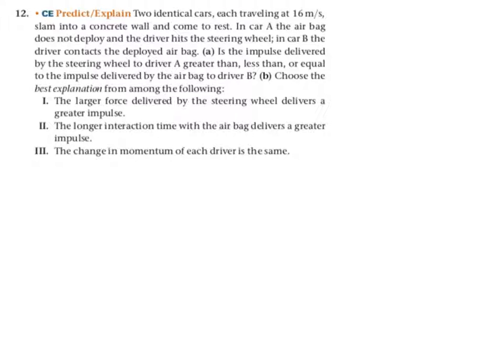Chapter 9, Number 12. Two identical cars, each traveling at 16 meters per second, slam into a concrete wall and come to rest. In car A, the airbag does not deploy and the driver hits the steering wheel. In car B, the driver contacts the deployed airbag.